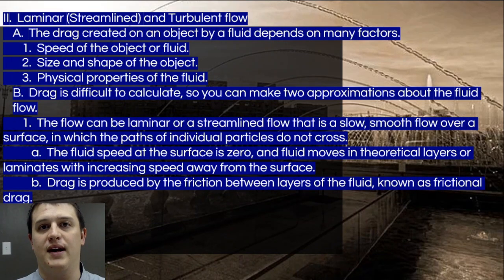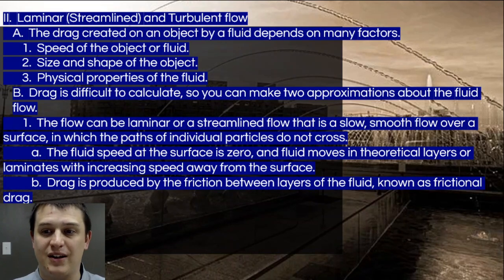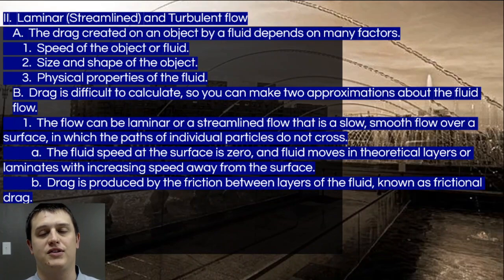Drag is difficult to calculate. Why is that? Because we don't really have a way of measuring it. We just have to estimate what it is. Flow can be laminar or streamlined flow. Streamlined is a slow, smooth flow over a surface in which the paths of the individual particles do not cross. So they're not actually rubbing on each other, so there's not a lot of friction between the particles within the fluid. Fluid speed at the surface is zero, and fluid moves in theoretical layers, or laminates, with increasing speed away from the surface. So higher up from the surface, it's actually moving faster. At the surface, it looks like it's not even moving, but on the inside, it's moving faster and faster. Drag is produced by the friction between layers of the fluid, known as frictional drag.